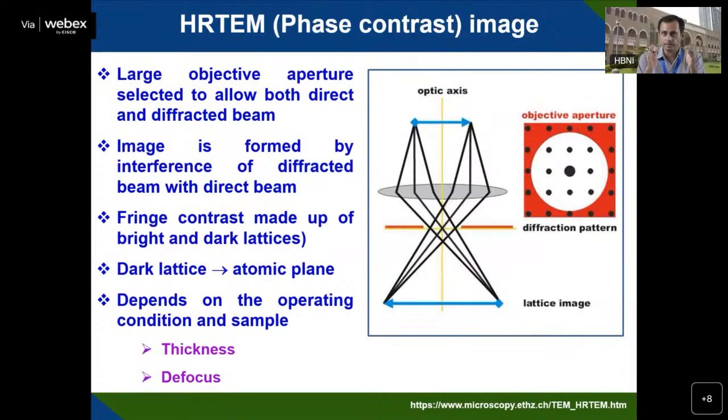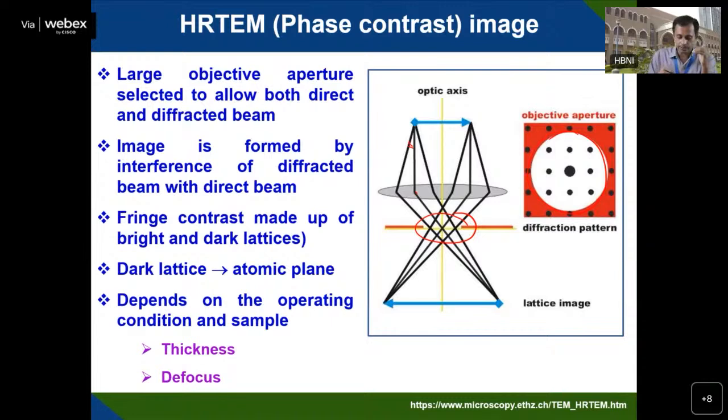You can see here this is the sample, from which the beam is transmitting, and here you can see this is the diffracted beam. This is the direct beam that is coming through the sample, and this is a diffracted beam. You can see it going through a particular angle. So both diffracted and transmitted beams, this is diffracted, whereas this one is the direct beam, come through the objective aperture, and you are getting a large scanning area. Because of the interference, you are able to get an image that is formed with quite high resolution.